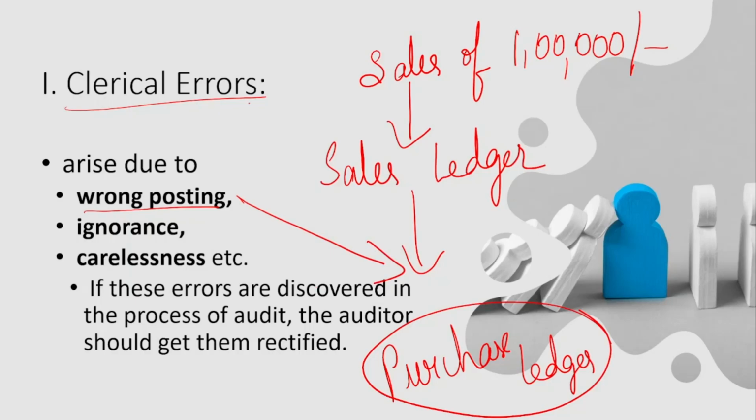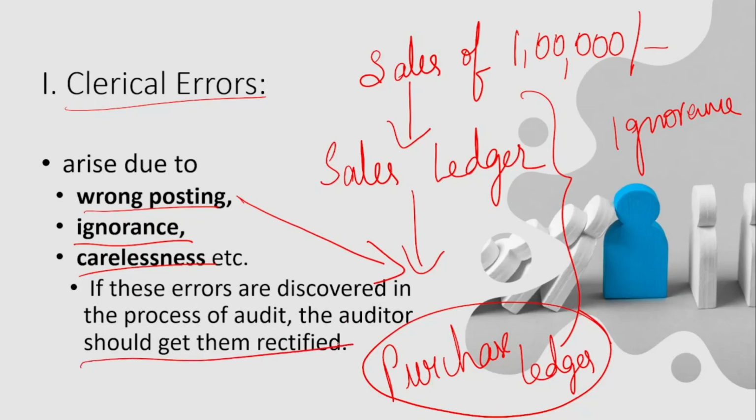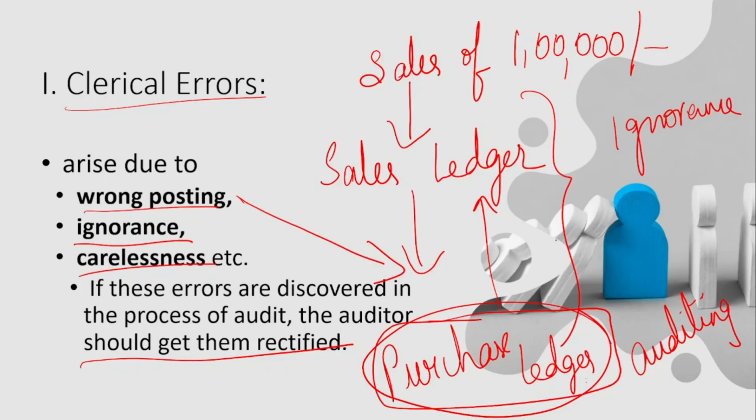So such types of errors are known as clerical errors, and this happens with due ignorance, meaning without your notice, without your knowledge, out of carelessness. If these errors are discovered in the process of audit, the auditor should get them rectified. While auditing the books of accounts, the auditor will find that an accountant has mistakenly entered the transaction in the purchase ledger, which should be in the sales ledger. Then he needs to correct that.